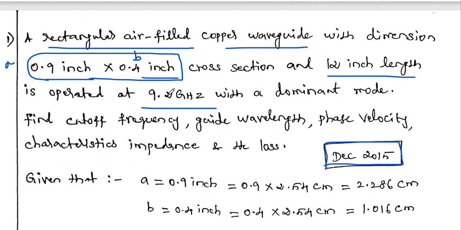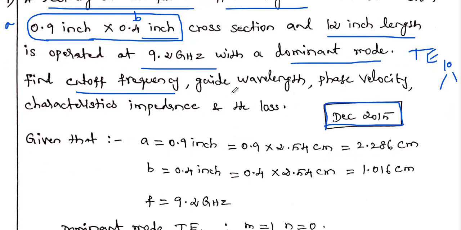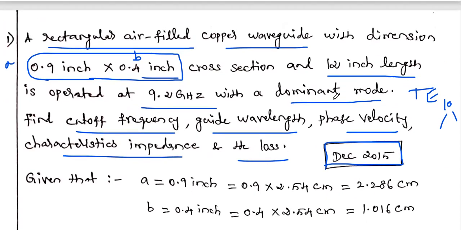Okay, so the operating frequency is 9.2 gigahertz with a dominant mode. Dominant mode means automatically, which one is the dominant mode in a rectangular waveguide? TE10. So from TE10, m is 1, n is 0. Okay, and the question is the same thing. You just find the cutoff frequency, guide wavelength, phase velocity and characteristic impedance, and one more thing, loss. Okay, so up to this, the 4 quantities we calculated in the previous problems, but the loss we have to find out. This is the one extra thing in this December 2015 question.